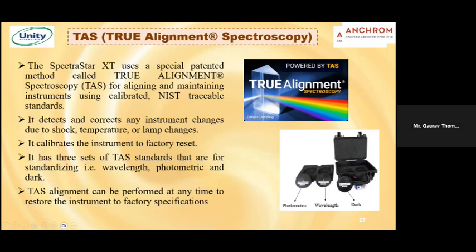So you don't require a service engineer from the source company to visit your vicinity every time to perform the calibration. Anytime you find any deviation in your results, or if you've subjected your instrument to some kind of servicing, or if you've changed the location of your instrument, just perform the True Alignment Spectroscopy, and your instrument gets calibrated to that location, to that environment, and to the change that you've made to your instrument after some servicing.